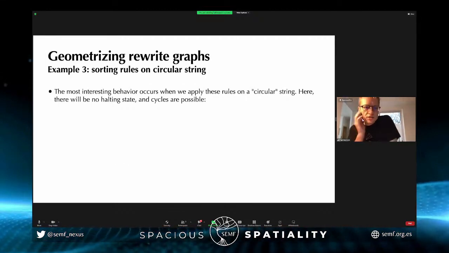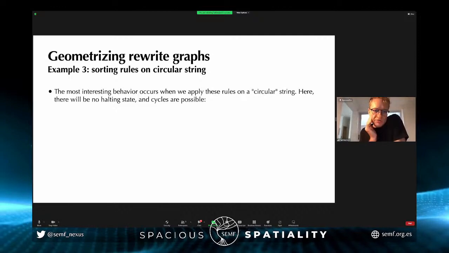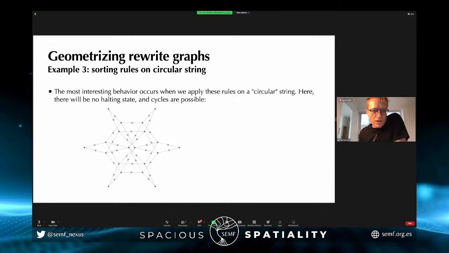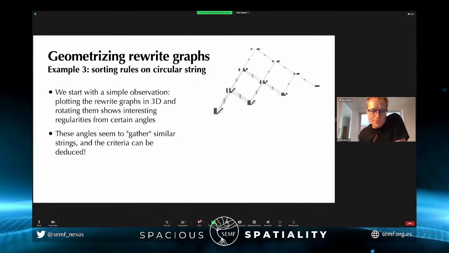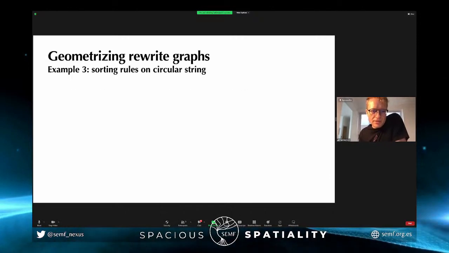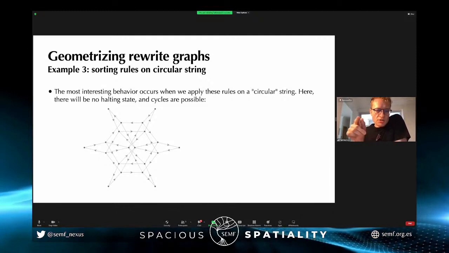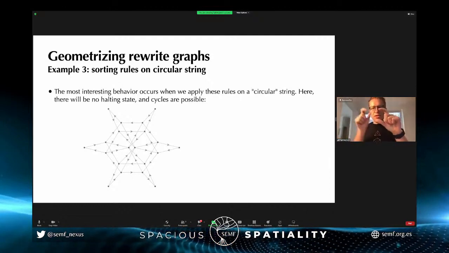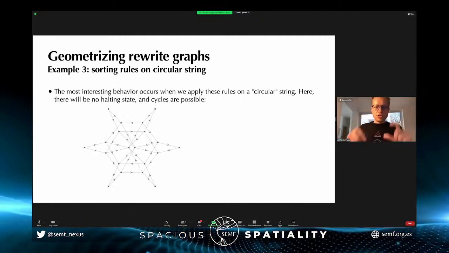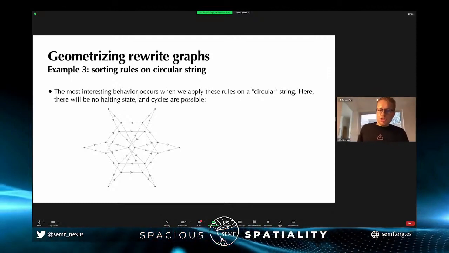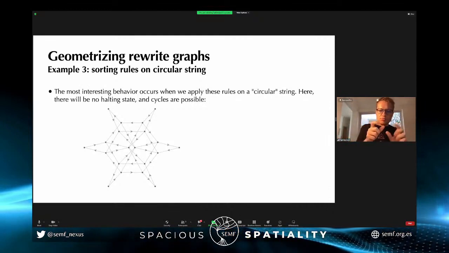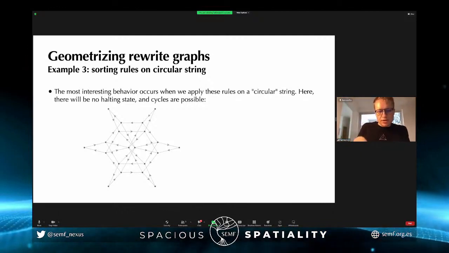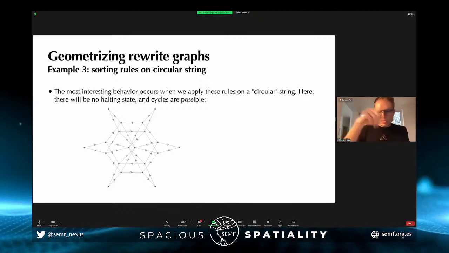Now I want to show a satisfying example that occurs on a more interesting situation of a circular string. I'm not actually visualizing the circular string here, but you can imagine that instead of rewriting a fixed linear string, we can kind of wrap the edges of the string around together and start applying the rewriting rule on the circular string instead. And because you can't fully sort a circular string, there's no such thing as all the way on the right, it just loops back, we end up with a cyclic rewrite graph where you can get patterns of behavior that just keep repeating around and around.